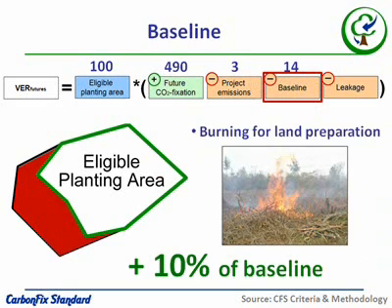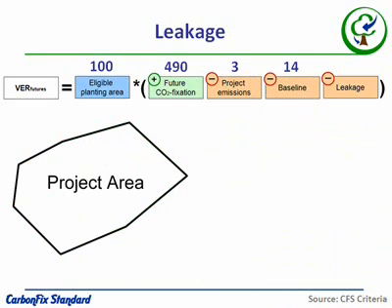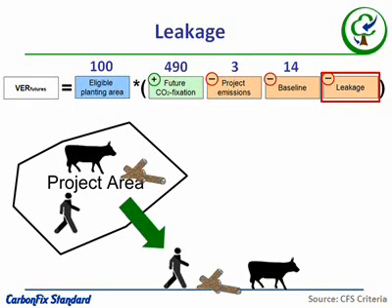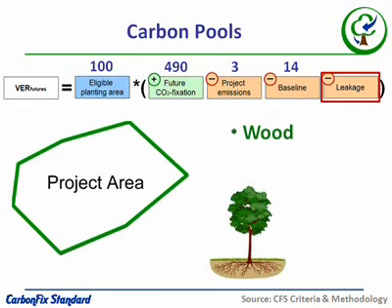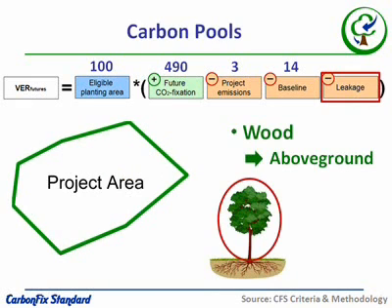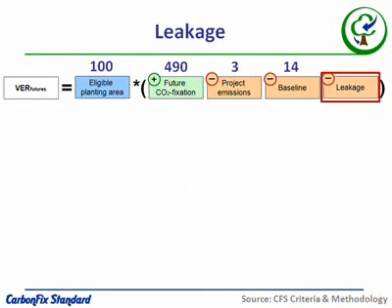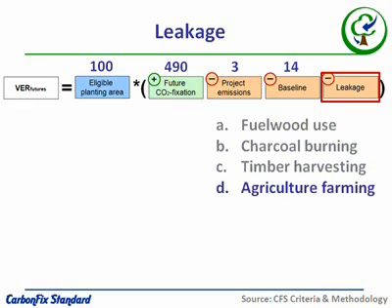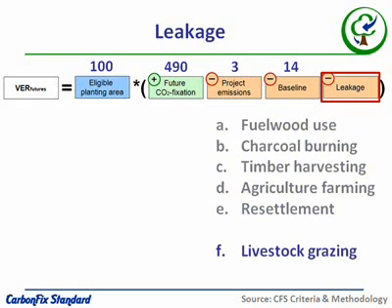Let's move on to our next parameter, leakage. The leakage parameter is determined based on activities which are shifting from inside to the outside of the project area. For this parameter, the entire project area must be considered. For the leakage, only the carbon pool woody above ground must be considered. There are 6 different types of leakages defined. They are caused by the displacement of the following activities: the use of fuel wood, the production of charcoal, the harvesting of timber, agricultural farming, the relocation of houses or communities, and the displacement of livestock activities.